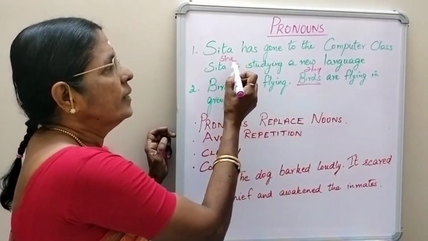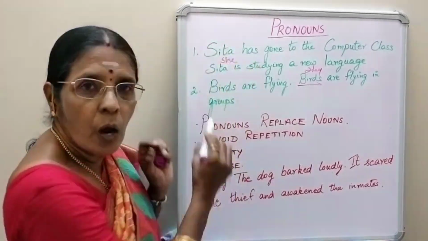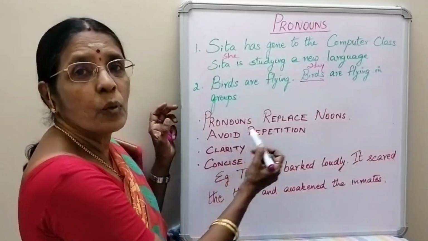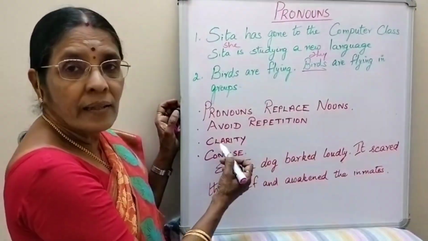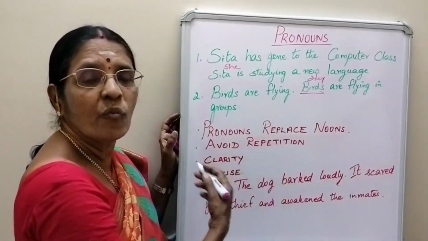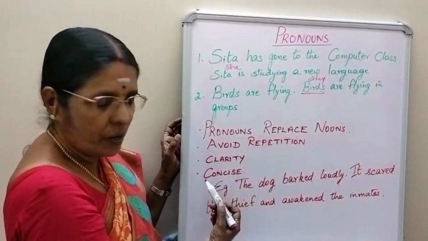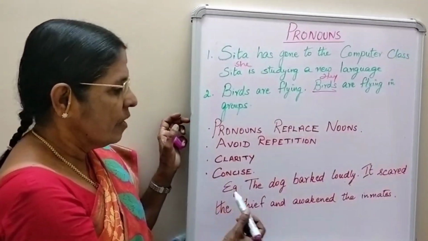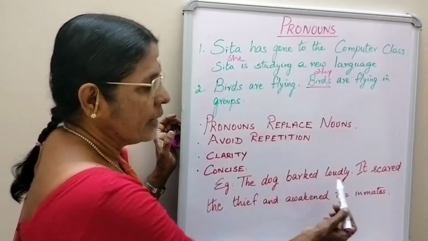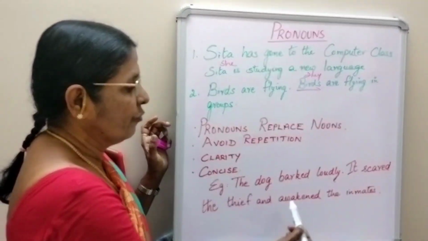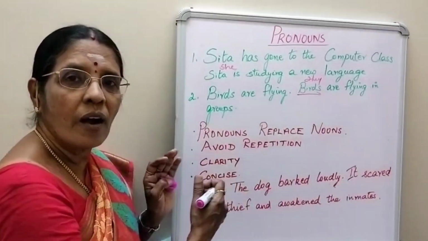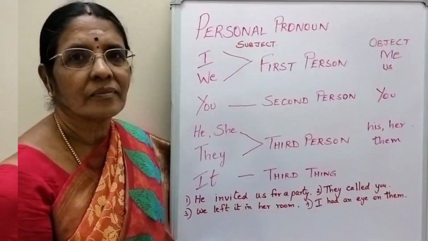Pronoun is a word which is used instead of a noun. Pronouns replace nouns and they help to avoid repetition of the nouns. They enable clarity of what we are trying to say or read, and also they help us to make the matter concise. For example, the dog barked loudly. It scared the thief and awakened the inmates. Right? So I'll move on to the parts of pronoun.